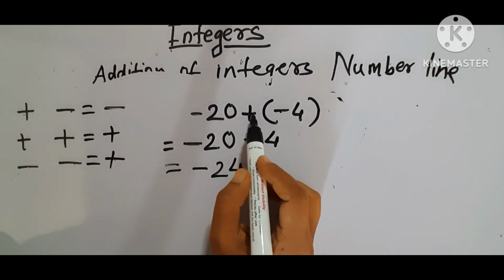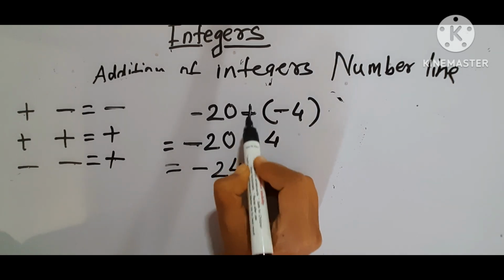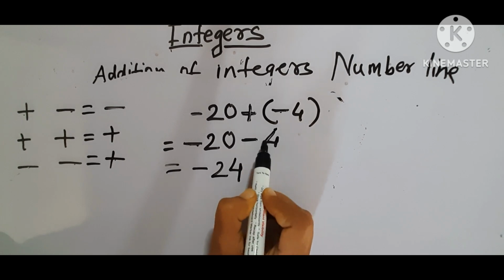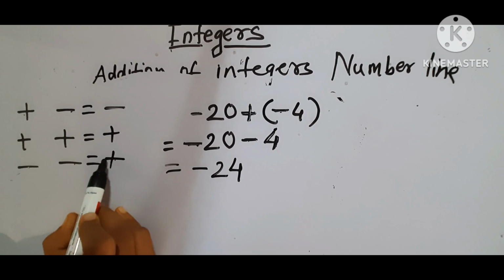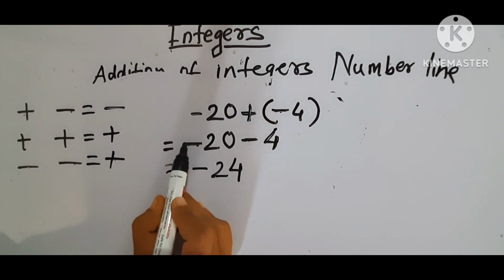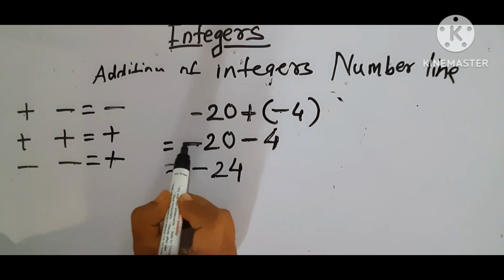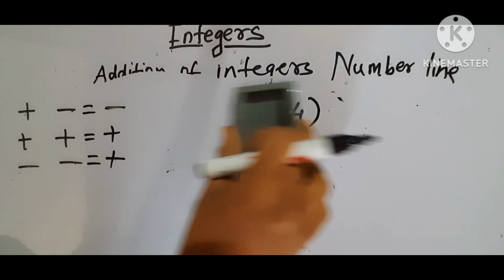In this case, minus 20 we have kept as it is, plus minus 4 is opposite, so we have changed it to subtraction. Now minus minus, that's why we'll do addition. Minus minus will do addition, that is 24, and the sign will be that of the bigger integer in our problem, and that is minus 20. So that's why our answer is minus 24. Okay, I hope this is clear. We'll take a few more examples to understand it clearly.